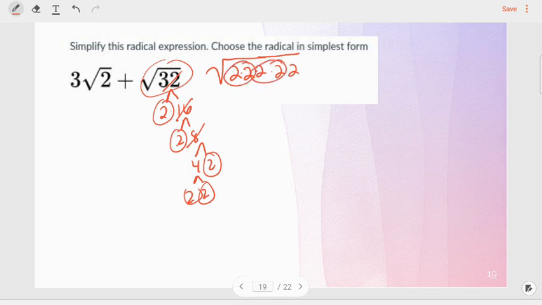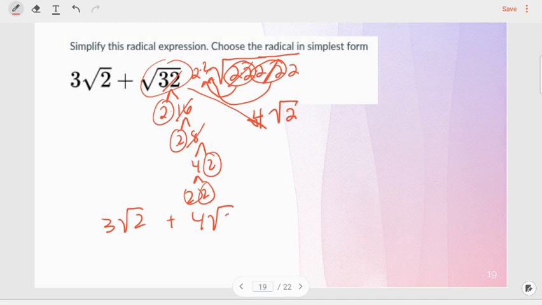Circle any pairs and pull out the pair. So 2 pulls out, and the second pair, 2 pulls out. Multiply those together: 2 times 2 is 4, radicals of 2. So what does this simplify to? I have 3 radicals of 2 plus 4 radicals of 2. So my answer simplifies to 7 radicals of 2.